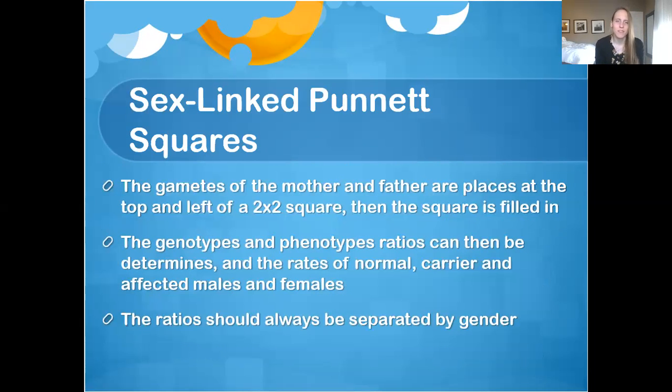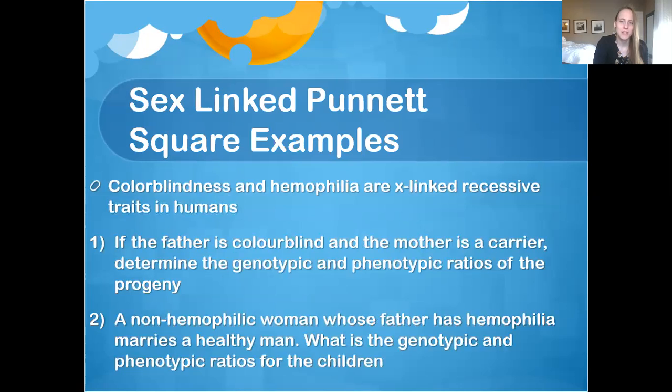So we're going to be going over a sex-linked Punnett square. Because we're only going to be looking at one trait at a time, this is just going to be a little 2x2 square. And then we're going to look at the genotype and phenotype ratios. So let's work through the first example together, and then you guys should try the second one on your own before coming back for the answer.